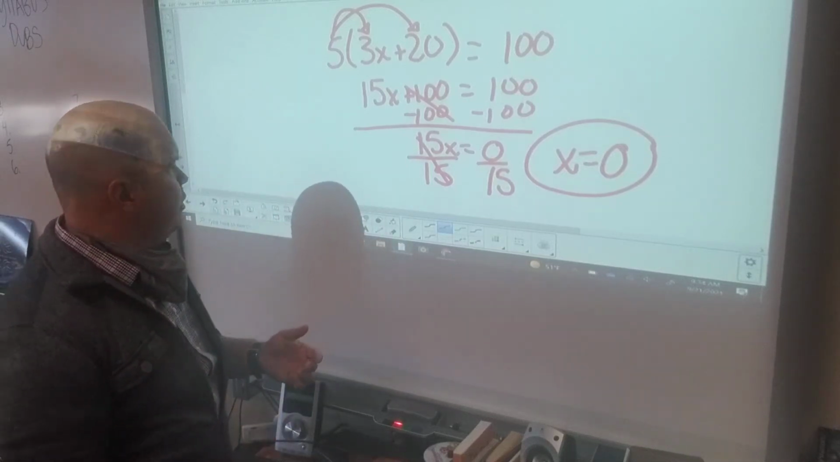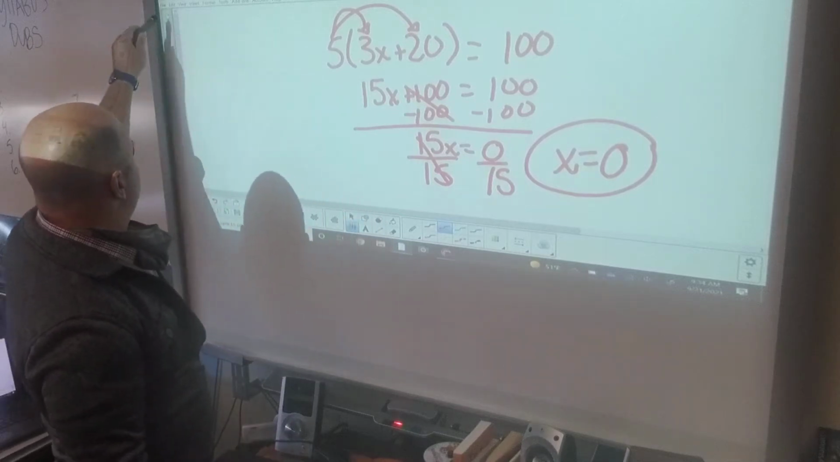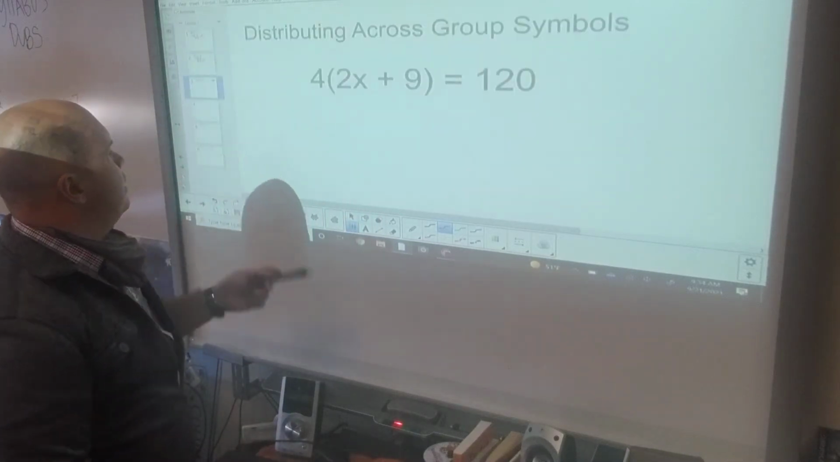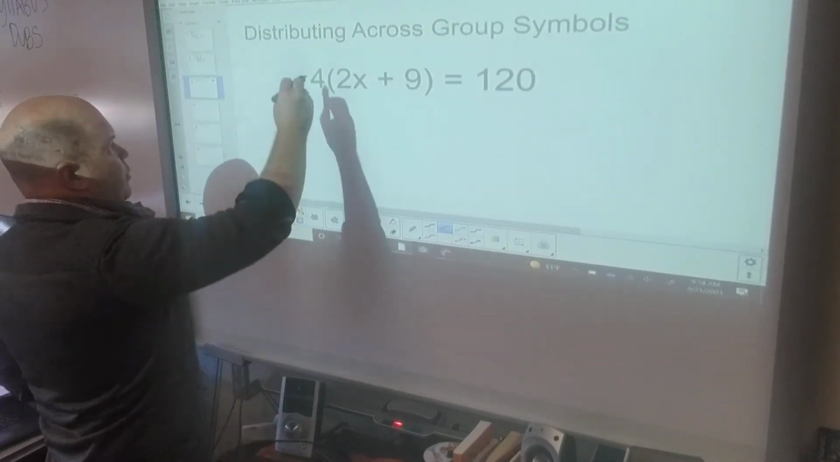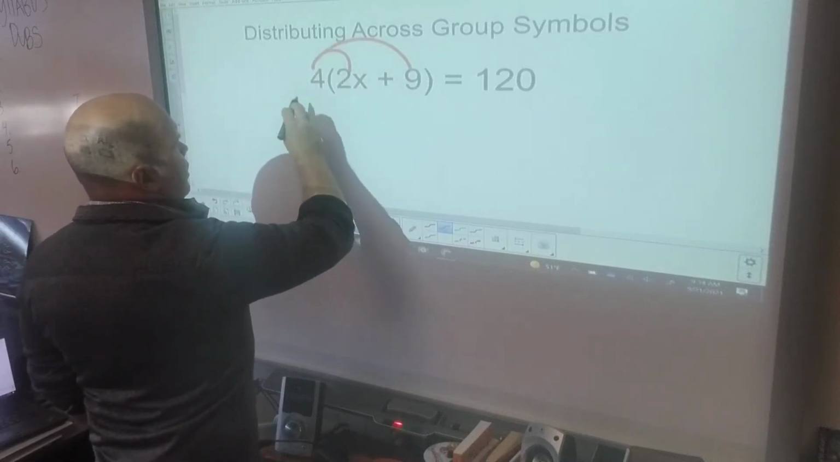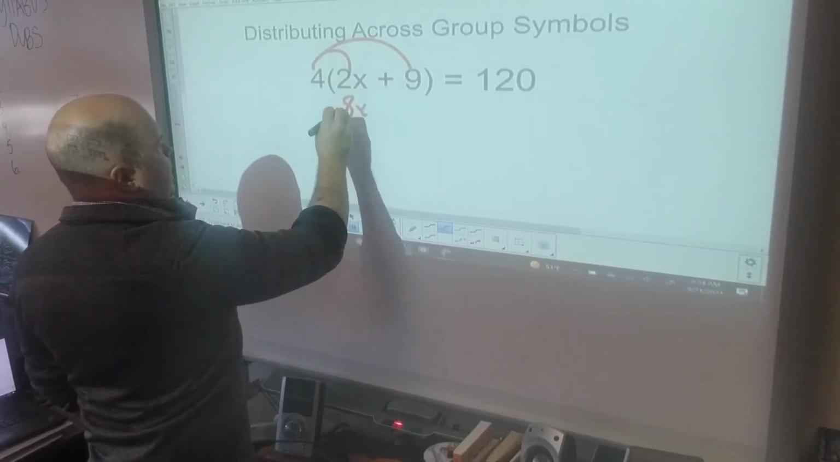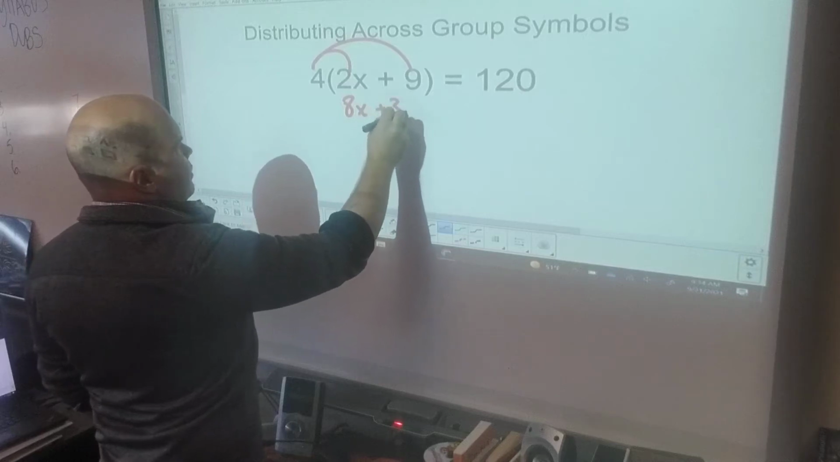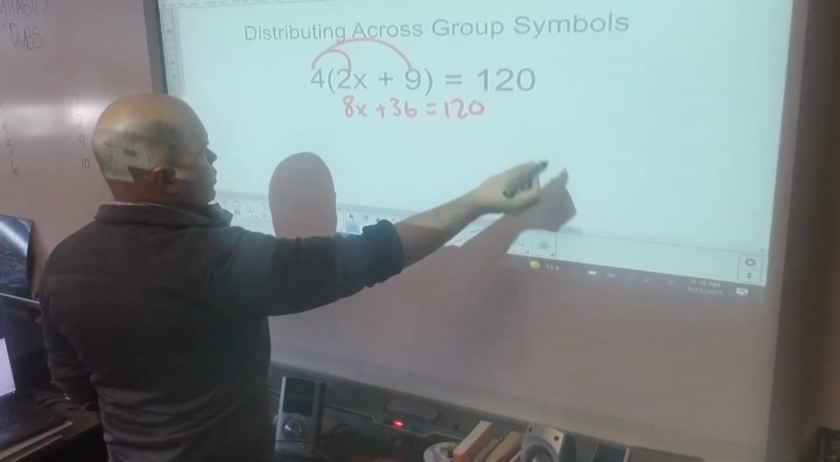We will continue to build on this. We're not just going to stop here. Okay? I'll do one more real quick. Bring it in. 4 times 2x is 8x. 4 times 9 is a positive 36. And all that equals 120.